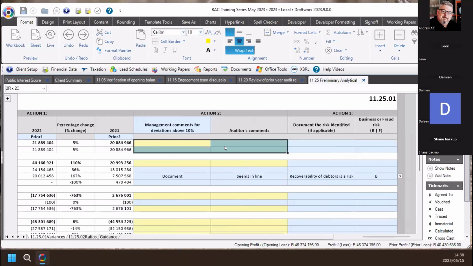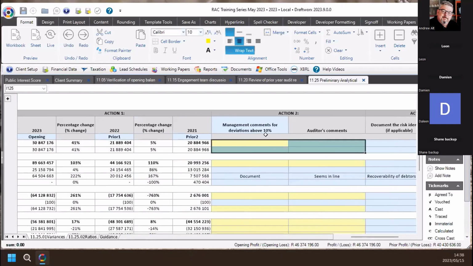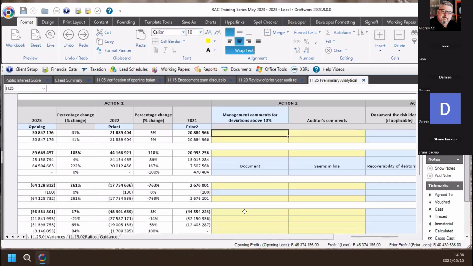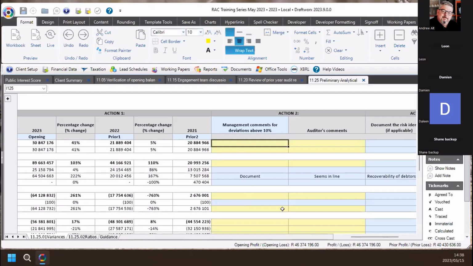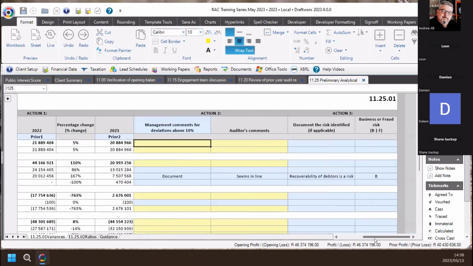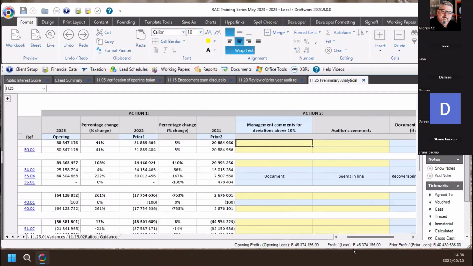We do highlight any items that show a deviation above whatever percentage you set here at the top. Now you can change that to 26%, 25%, or only focus on material deviations. But this is entirely up to you. Once again, how much detail you put in here is entirely up to you. You can mark things as not applicable. It's your document to document your understanding of the business.